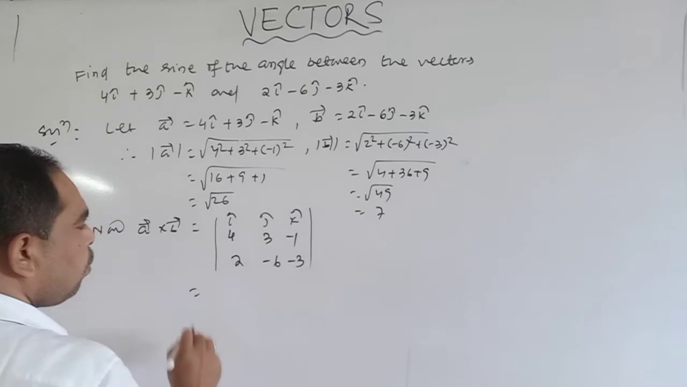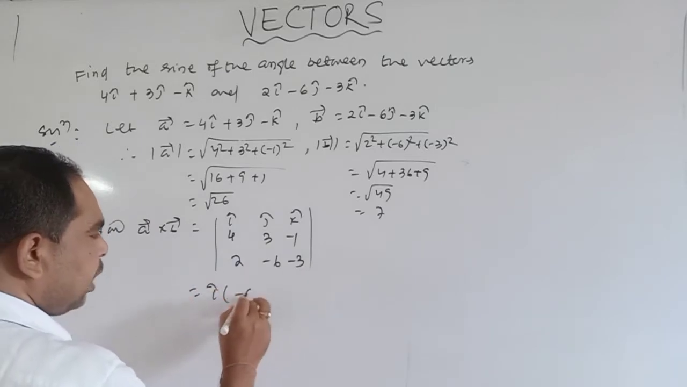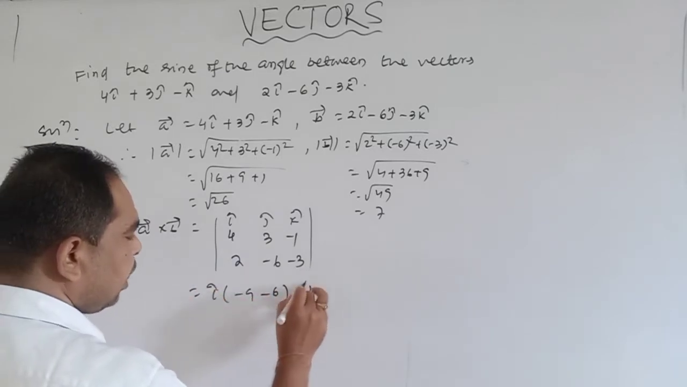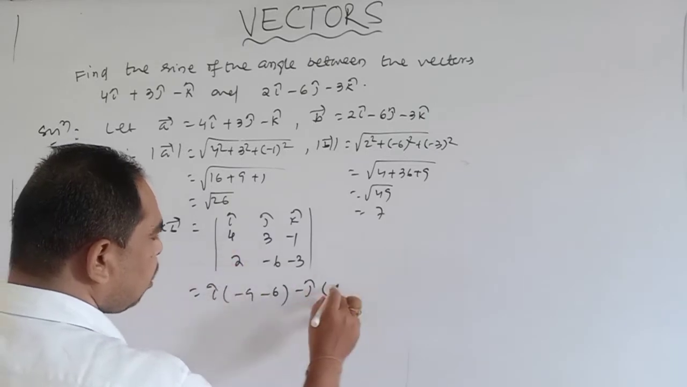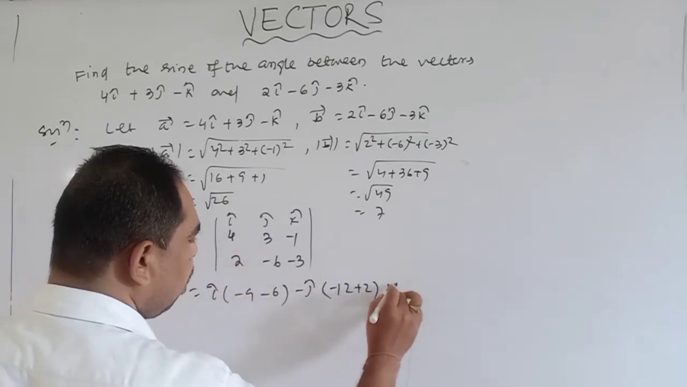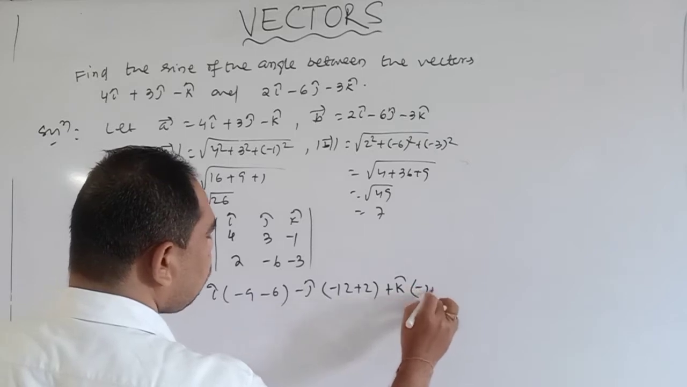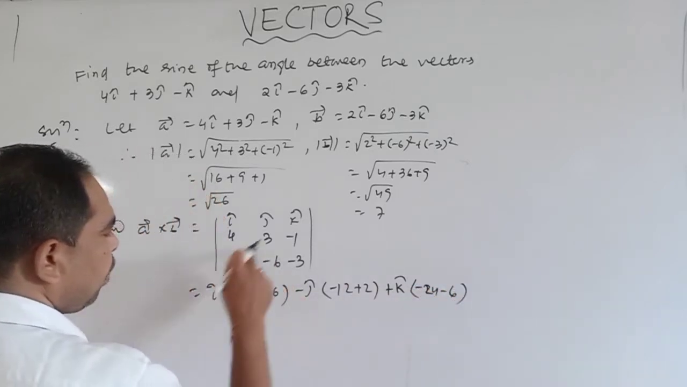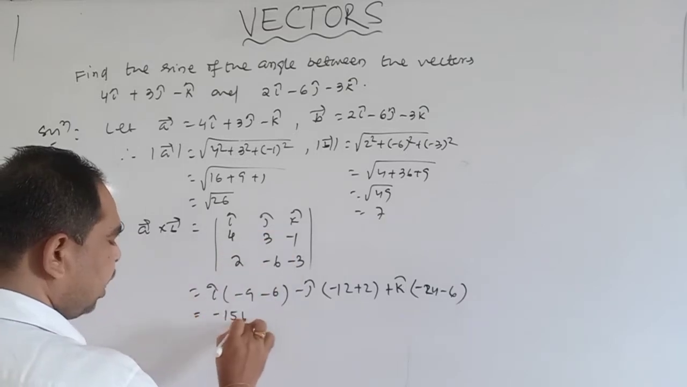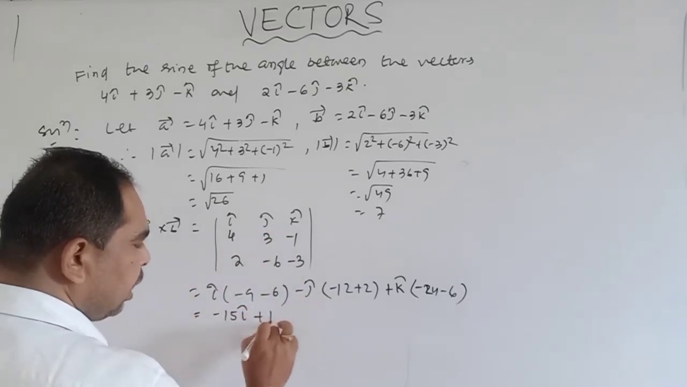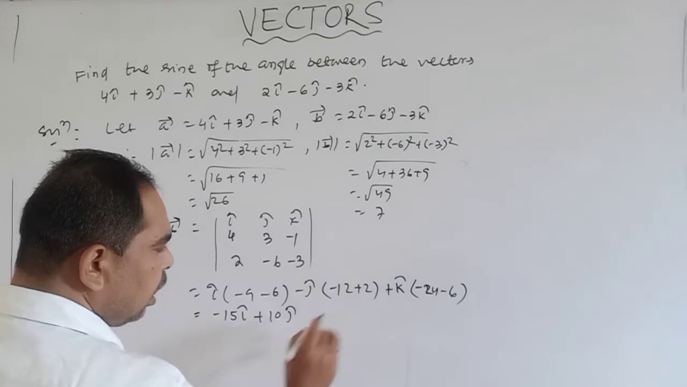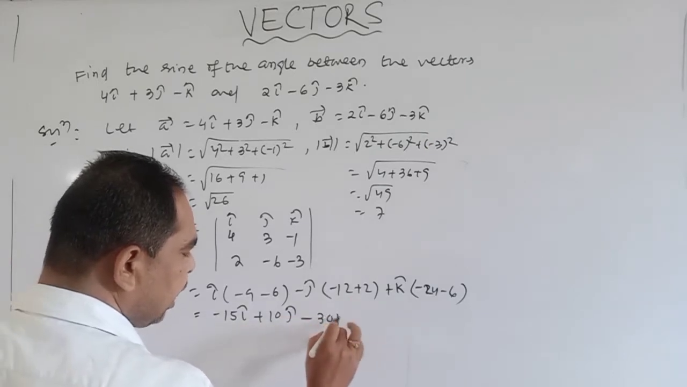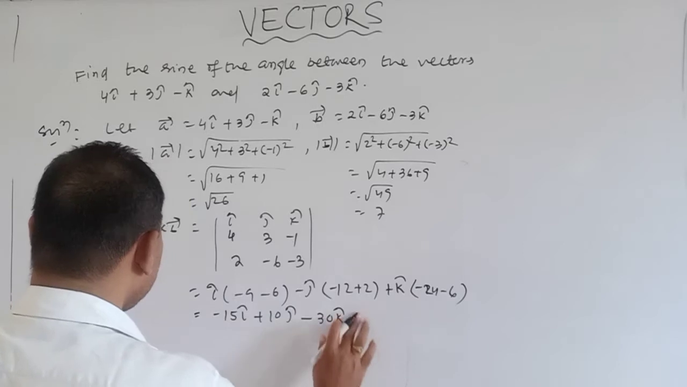Now find the determinant: i cap into minus 9 minus 6, minus j cap into minus 12 plus 2, plus k cap into minus 24 minus 6. This is minus 15 i cap, plus 10 j cap, and minus 30 k cap. Okay, this is A cross B.